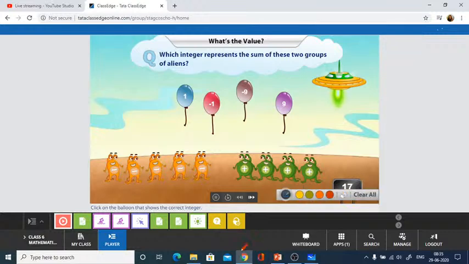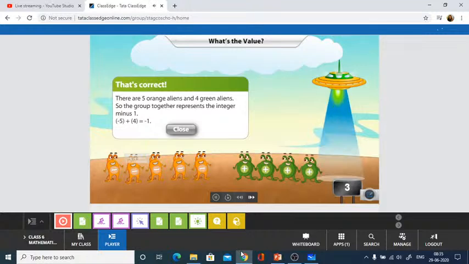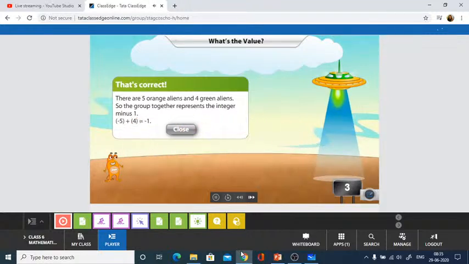Now see this one. This is -5 and this is +4. So this is, what will it be? -1. That's correct. There are 5 orange aliens and 4 green aliens. So the group together represents the integer -1. -5 plus 4 is equal to -1.